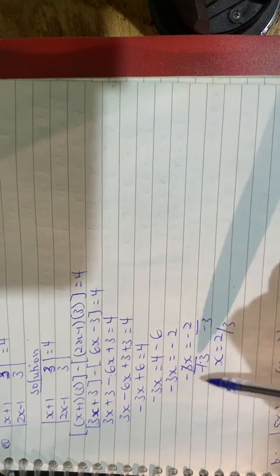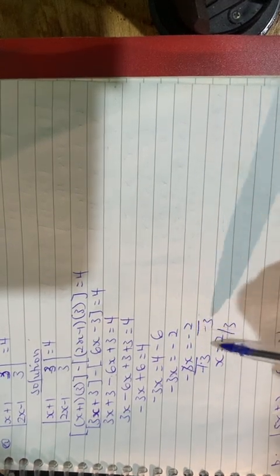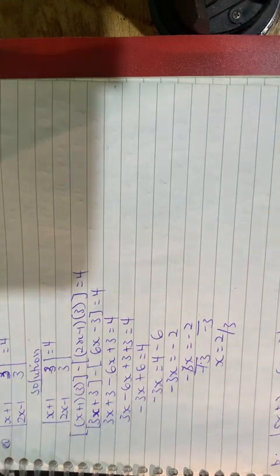So this cancels this. X stands alone. Now negative 2 divided by negative 3. All the negative will cancel, giving you 2 on 3. Very, very easy.